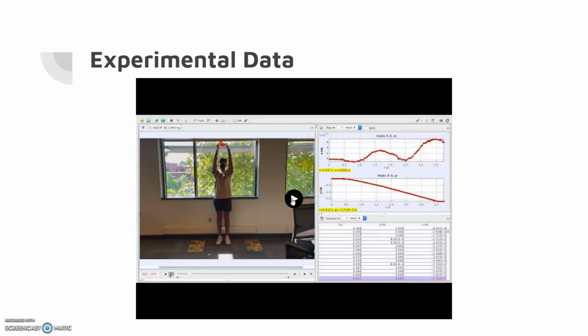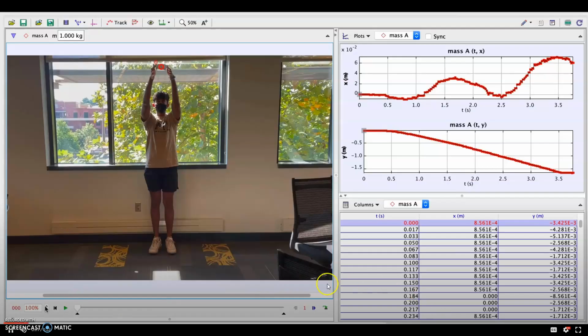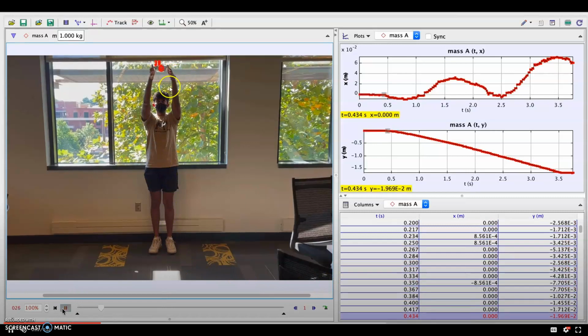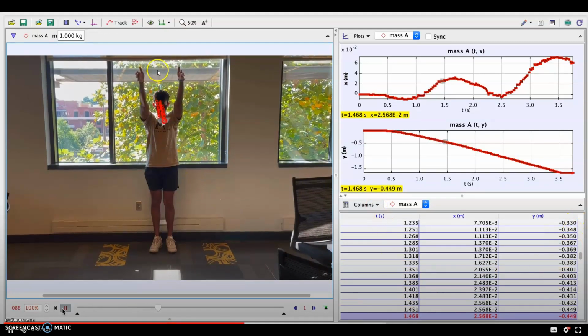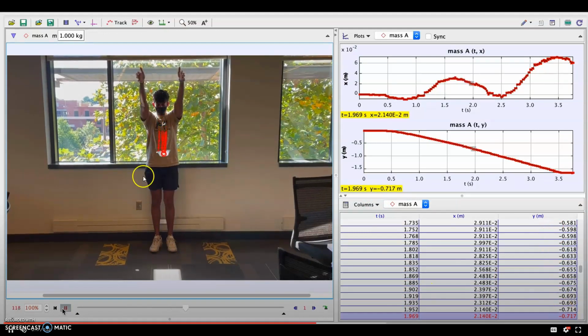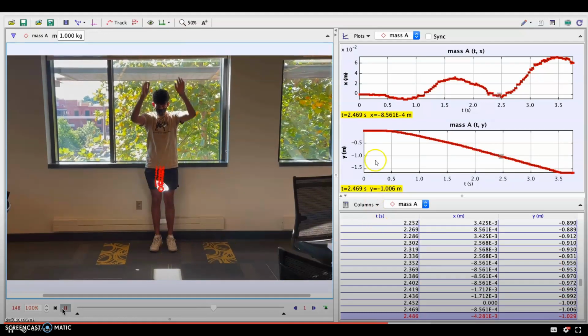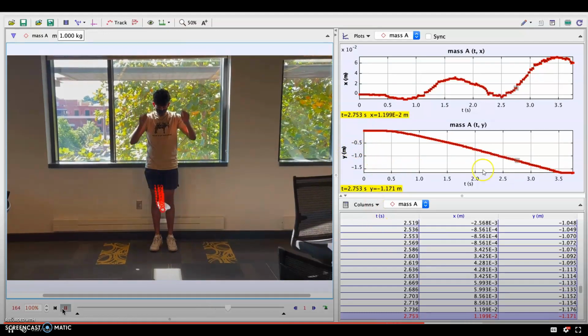So my experimental data can be seen here. This is me dropping a paper bowl, and as you can see, all the data is in the bottom right corner, the time and the y, and then I have my axis set to measure all the y components as it drops to the bottom. And my graph of position versus time is being recorded here in Tracker as well.